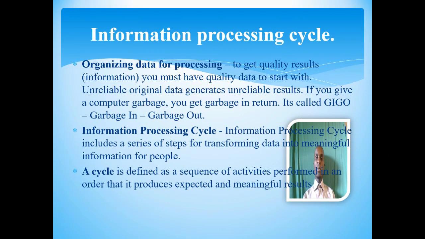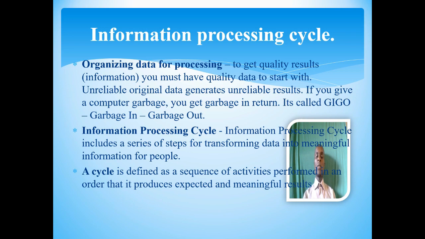After the steps of data processing, we have the information processing cycle. And we have some terms that are used here. Number one, organizing data for processing. To get a quality result, that is information, you must have quality data to start with. And reliable original data generates a reliable result. If you give a computer garbage, then the output still remains garbage.